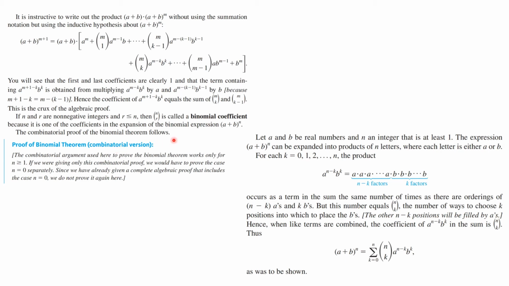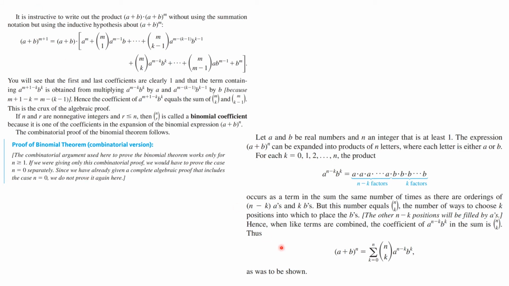Now, here's another proof using a combinatorial argument. This is kind of a mathematical point, but if we're counting, we can't count with 0, but we've already proven this using induction starting at 0, so we're just not going to prove that part again. But now, we're going to let a and b be real numbers, and n an integer that is at least 1 or greater.